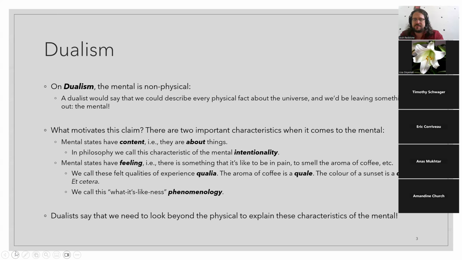So on dualism, the mental is non-physical. The mind is not a physical thing. A dualist might say that we could describe every physical fact about the universe there is. But if we did that, we'd be leaving something very important out, and that is a description of the mental. So what is it that motivates this claim that the mental is non-physical? Well, there's a couple of things we have to keep in mind about the mental.